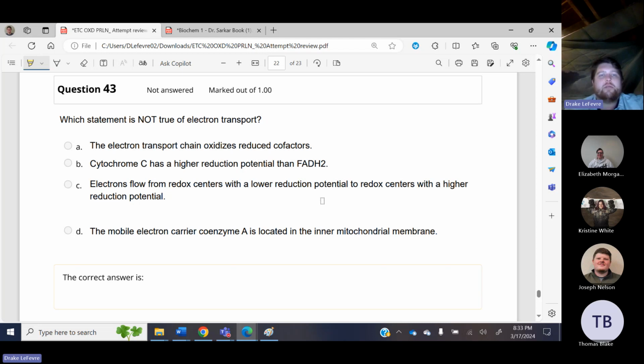Which statement is not true of electron transport? The electron transport chain oxidizes reduced cofactors. Cytochrome C has a higher reduction potential than FADH2. Electrons flow from redox centers with a lower reduction potential to redox centers with a higher reduction potential. The mobile electron carrier coenzyme A is located in the inner mitochondrial membrane. Remember, the question is asking not true. Well, the electron transport chain doesn't have anything to do with coenzyme A.